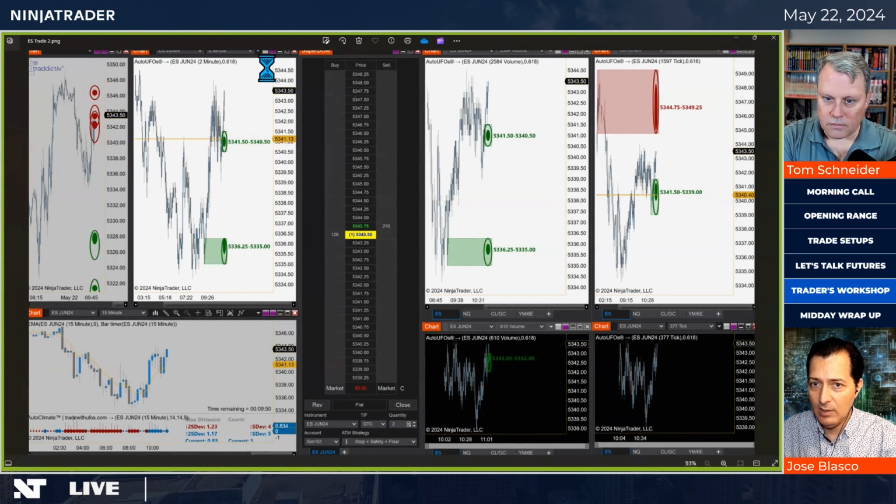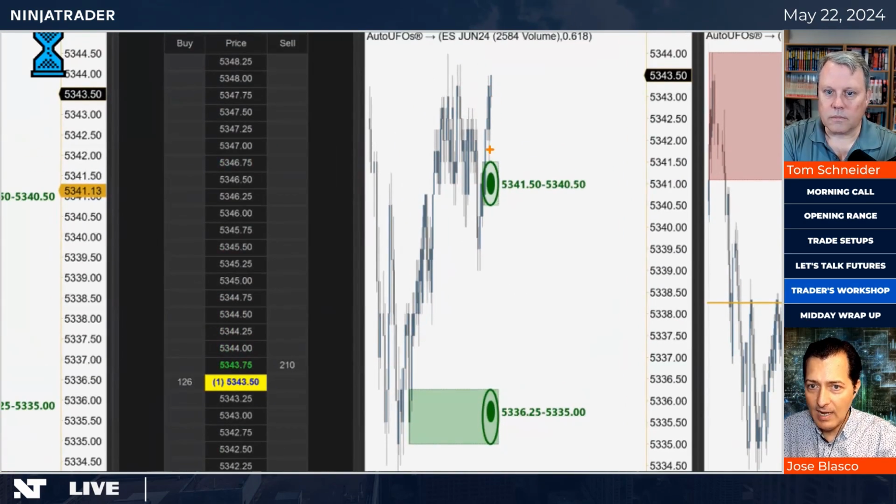And this is how the trade looked like a few minutes after. Maybe I'll zoom in, where then price came to where the UFO was, and then it was moving in that direction. So what was the secret of success here?